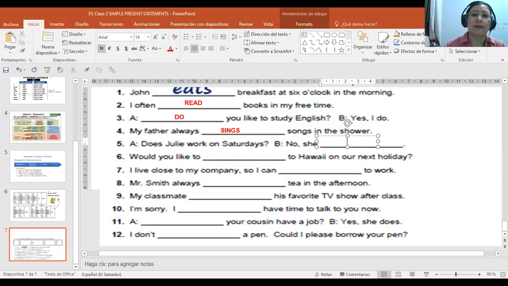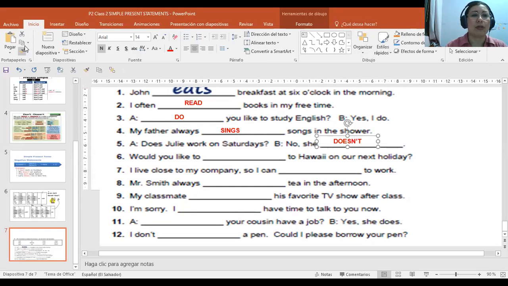Does Julie like to work on Saturday? No, she doesn't. No, she doesn't, right? Because we are talking about she. So the negative is doesn't. Very good. And Julie is a third person. Okay, number six. Volunteer for number six.